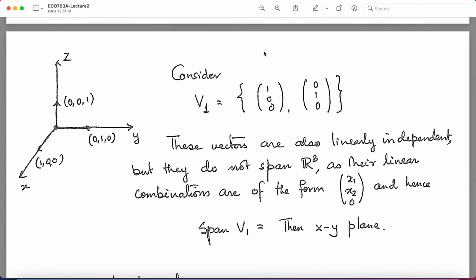For example, consider the 3 dimensional space and consider V1 as 1 0 0 and V2 as 0 1 0. These vectors are also linearly independent, you can figure out. Alpha of 1 0 0 plus beta of 0 1 0 equal to 0 means the first line will give you alpha equal to 0, the second line will give you beta equal to 0, right.